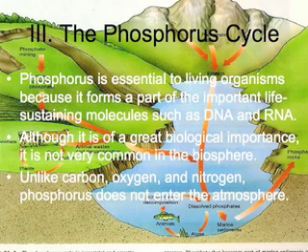The phosphorus cycle. Phosphorus is essential to living organisms because it forms part of important life-sustaining molecules such as DNA and RNA. Although phosphorus is of great biological importance, it is not very common in the biosphere. Unlike carbon, oxygen, and nitrogen, phosphorus does not enter the atmosphere. Instead, phosphorus remains mostly on land in rock and soil minerals and in ocean sediments. There, phosphorus exists in the form of inorganic phosphate.